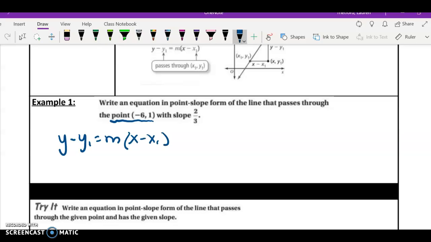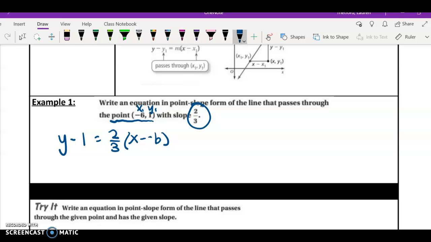And so what we're going to do is take out our m and we're going to put our slope there. So our slope was 2 over 3. And then they gave us a point. Well, this is x1 and this is y1. So I'm going to take out where that y1 was, and I'm going to put in just that 1. And then I take out where my x1 is, and I'm going to place negative 6 there.